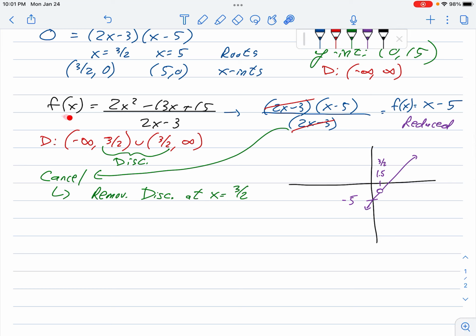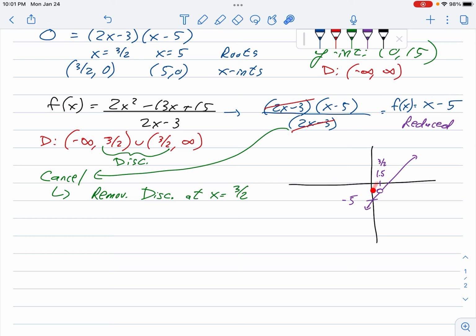So we have our rational function, first step domain. Skipping the number 3/2. I do that first. I just look at the bottom. That's a discontinuity. So I factor. Oh, I'm able to cancel it. That means it's a removable discontinuity at the x value that comes from that factor.